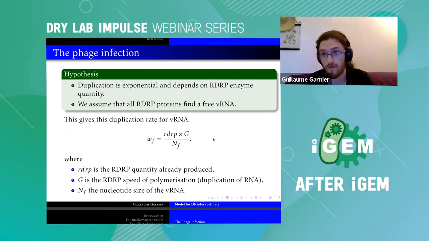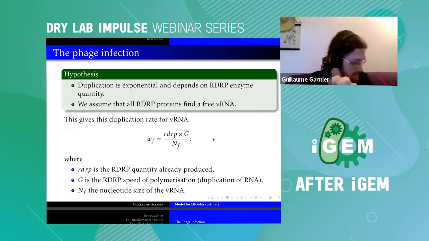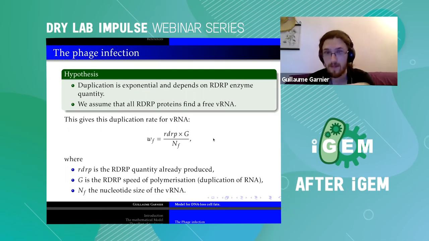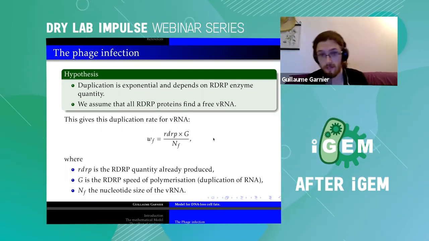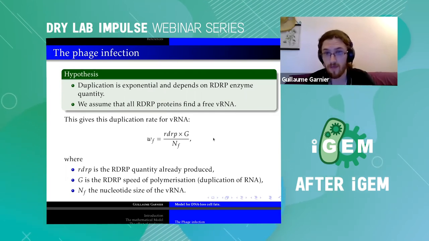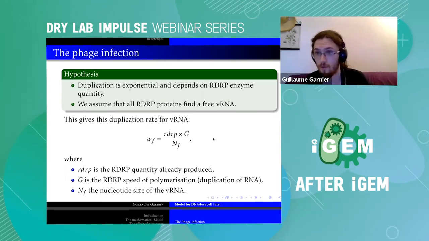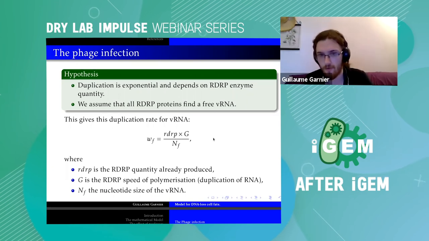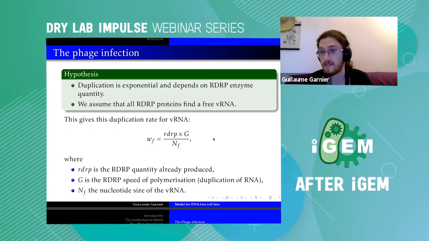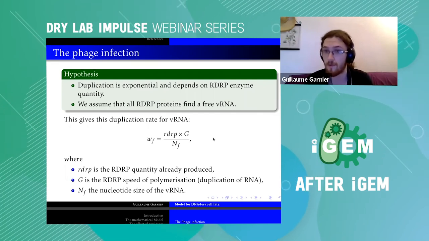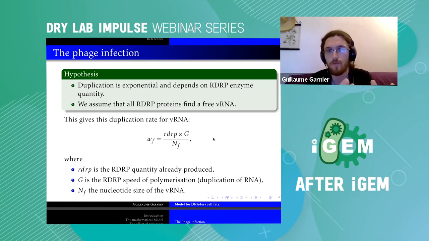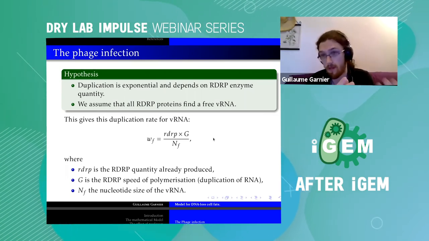So due to these hypotheses, we add dynamics for the duplication rate. Here, you can see that the duplication rate is proportional to the number of RDRP proteins and to the speed of the polymerization. And of course, we have to divide the rate by the size of the viral RNA. The idea is that if the viral RNA is very, very large, the duplication rate will be very low.